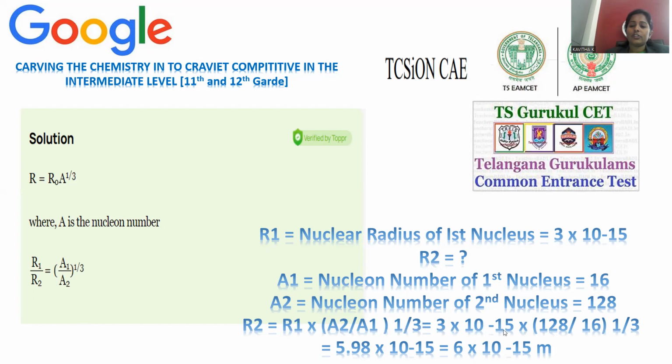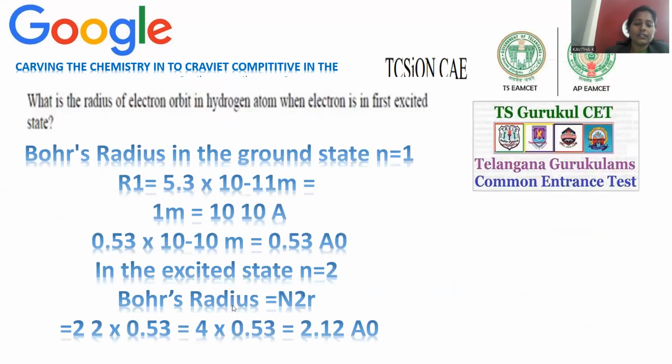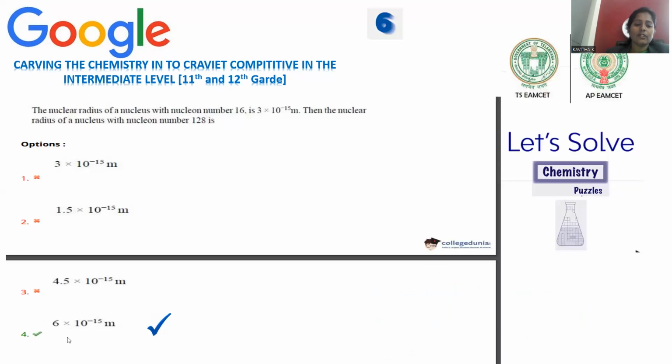The R1 value is 3 into 10 to the power negative 15. The A2 value is 128. The A1 value is 16. 3 into 10 to the power negative 15 into 128 by 16 whole to the power 1 by 3 can be taken. So that gives 5.98 into 10 to the power minus 15. This is the way you can go. 5.98 is almost equal to 6 into 10 to the power negative 15 meters. 6 into 10 to the power negative 15 is given in option number 4. So for question number 6, option number 4 is the correct answer.